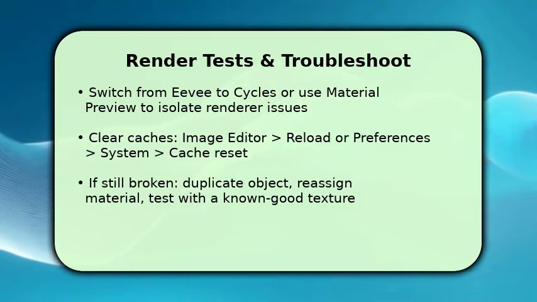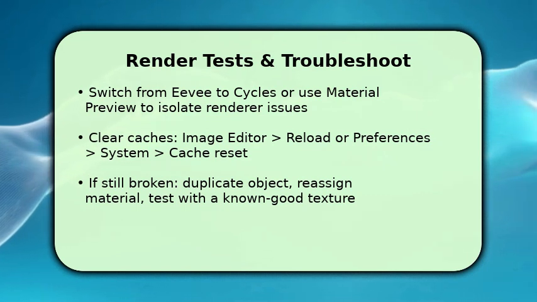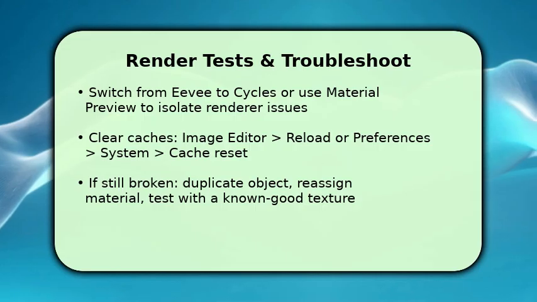If textures remain incorrect, duplicate the object and assign a fresh material or a known good texture to determine whether the issue is material-specific. One key troubleshooting tip: if nothing helps, export a simple test mesh and import it into a new blend to rule out file corruption.